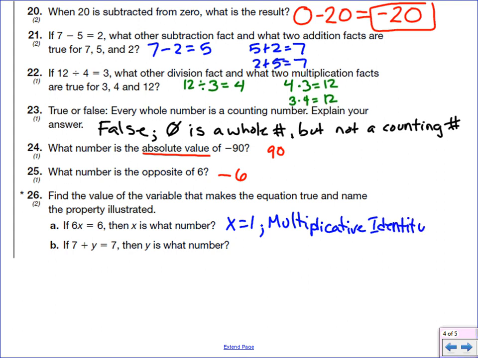An identity means that you get the same number back. So in B, when we get 7 back, we know that's going to be identity. And since we're adding, it's going to be the additive identity. And the way that you get a number back by adding is you have to add 0. So that's the additive identity.